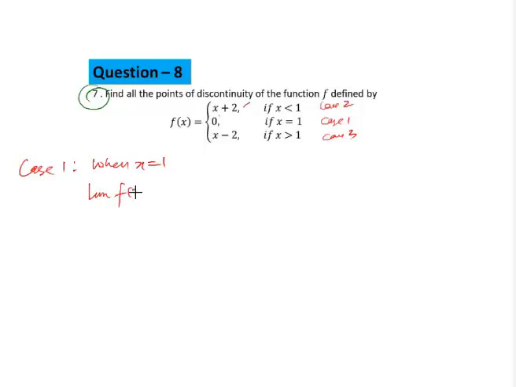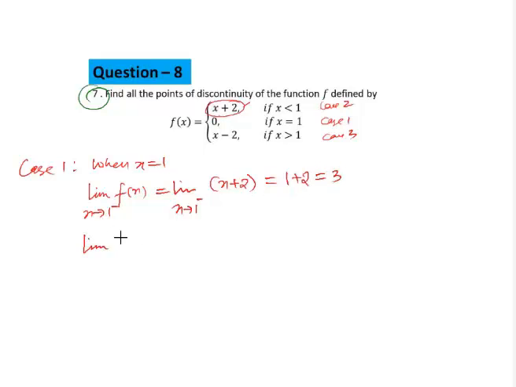So the limit of f of x when x is very close to 1 from the left, limit as x tends to 1 negative. Very close to 1 from the left means slightly less than 1, so we need to take the value x plus 2. When we just take the x value, it becomes 1 plus 2 equals 3. So the left hand limit is 3.